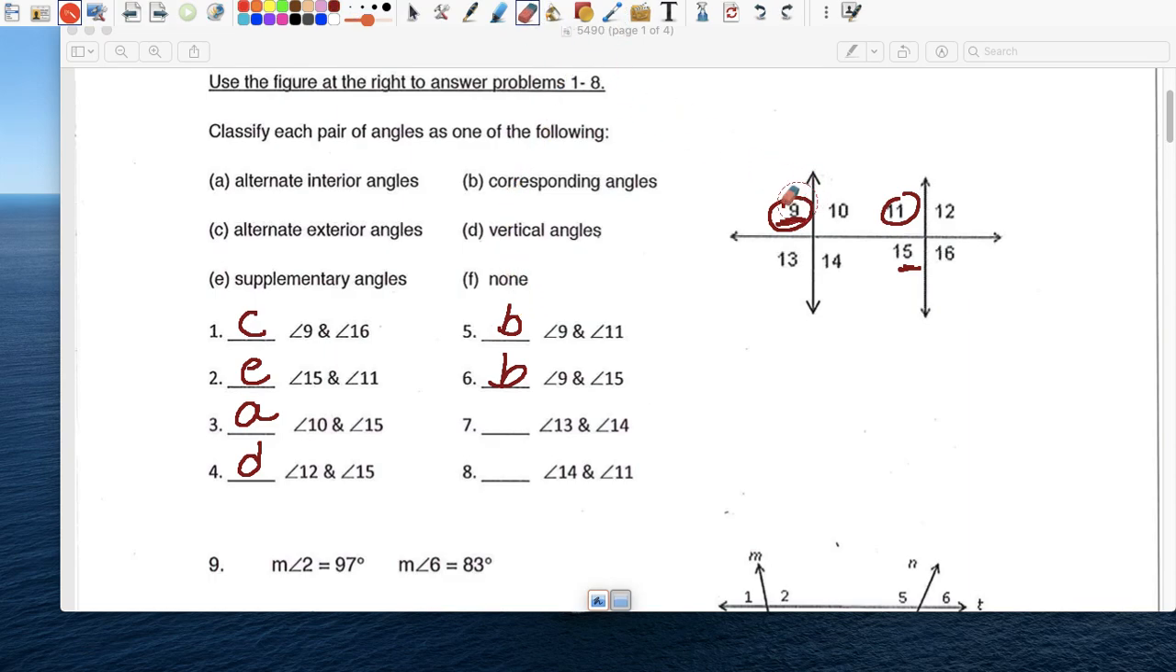13 and 14, I mean, that's pretty straightforward. They add up to 180, so they're supplementary. Where are they? E. And then 14 and 11, this guy and this guy, they're inside the parallel lines, so they're alternate interior. So 8 is alternate interior. Okay.